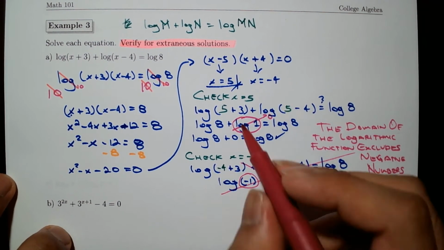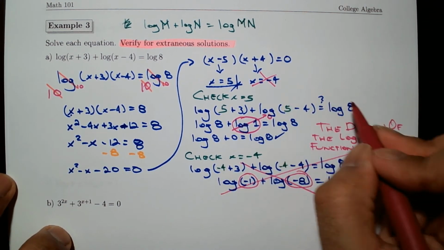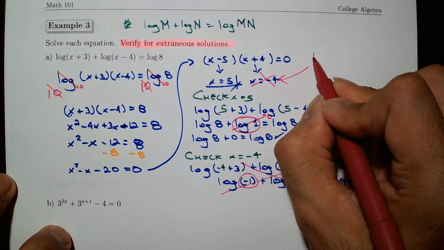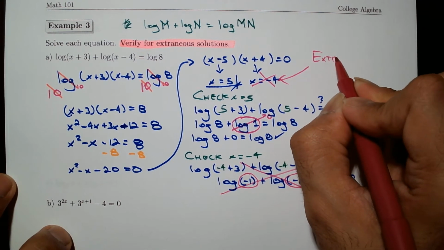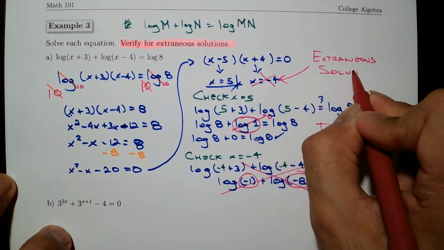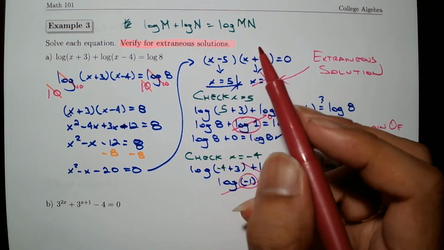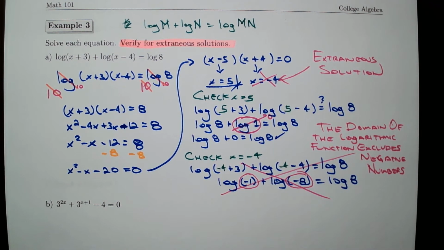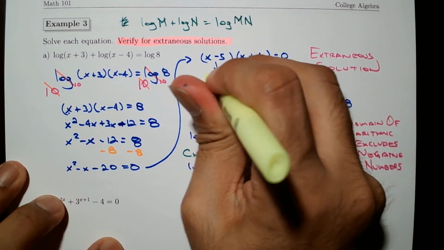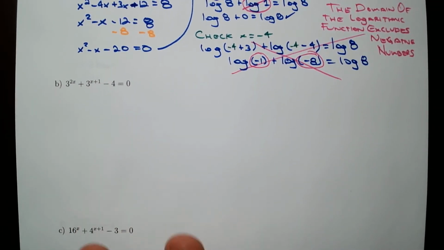All right, so this guy right here is not going to be a solution. In fact, this will be an extraneous solution. All right, so the only legitimate solution is x equals 5, which I'd better highlight so you can actually see it. So I'm going to highlight it. It's highlighted. All right, so let's solve another equation here.